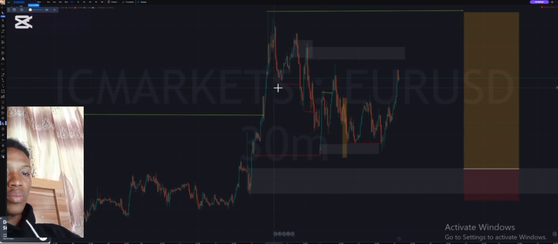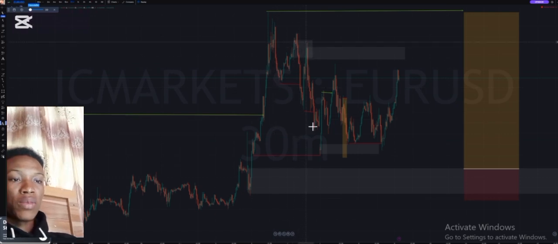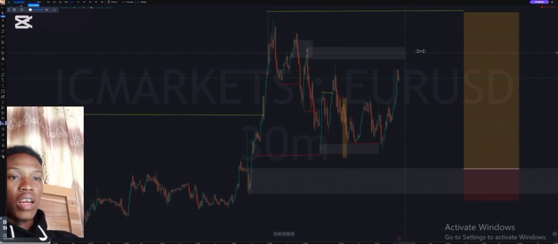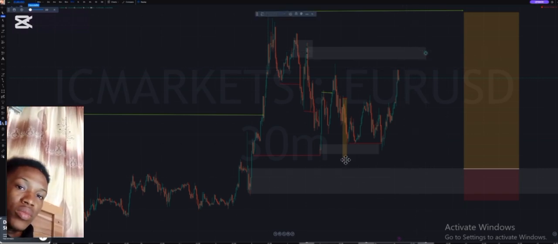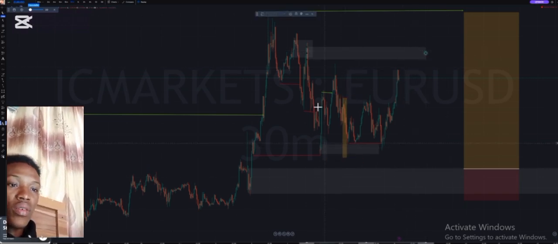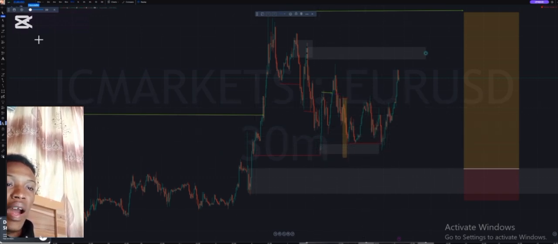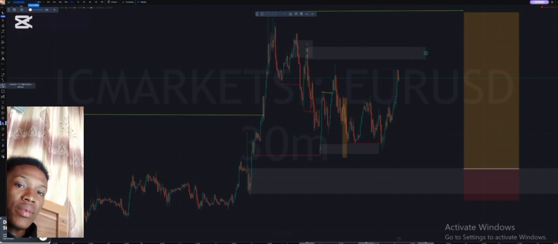Now look at what price did. The price created this low. We're expecting this demand zone from this liquidity point, swept this liquidity, and now we are having this fake change of character at this point. So now this was also a trap. I identified that.